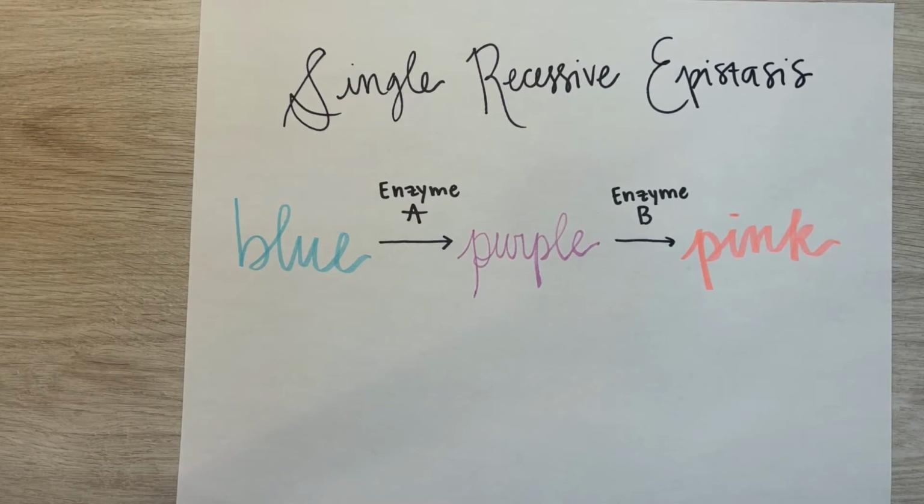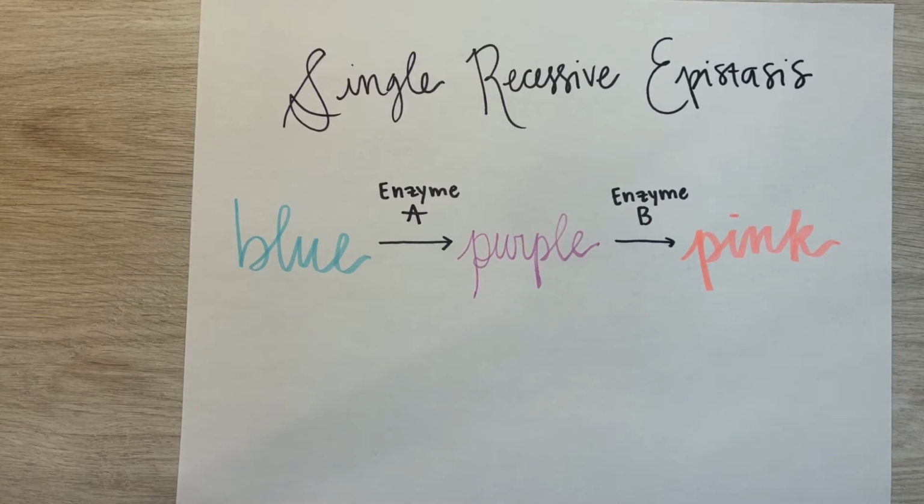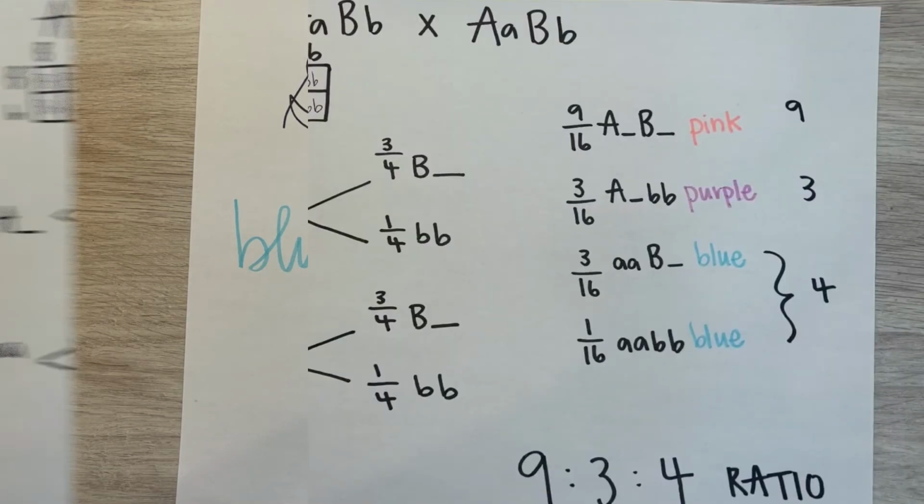If a swan is dominant at the A and B loci, they will have a pink beak. If a swan is dominant at the A locus and recessive at the B locus, they will have a purple beak. Lastly, if a swan is recessive at the A locus, regardless of the genotype at the B locus, they will have a blue beak.